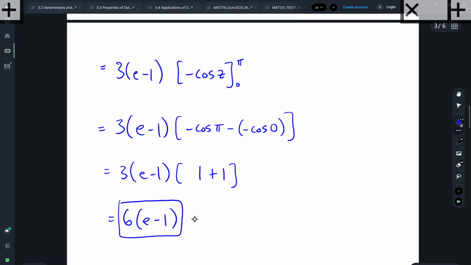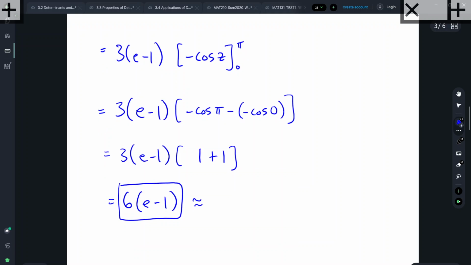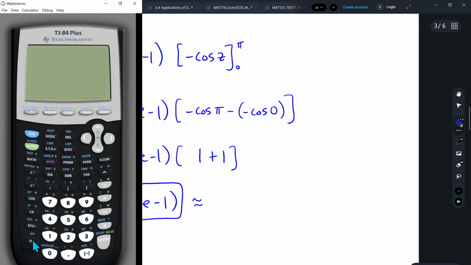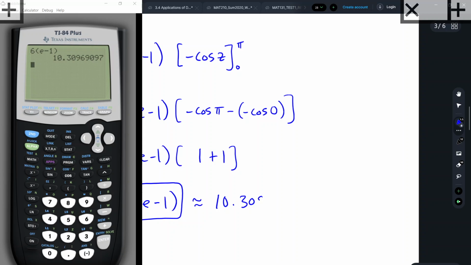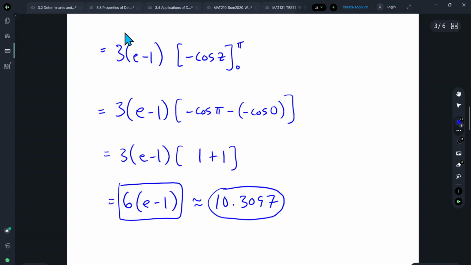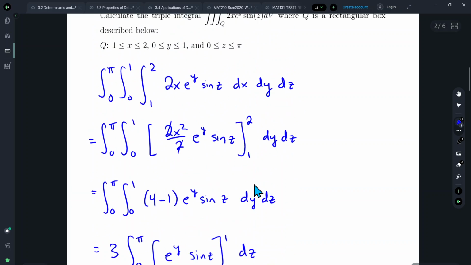Okay, so if you don't like the natural number floating around, we can calculate this. So 6 times the natural number e minus 1 is approximately 10.3097. Okay, so that's how we calculate this triple integral. Again, it's very similar to a double integral, except there's just one more integral to calculate.